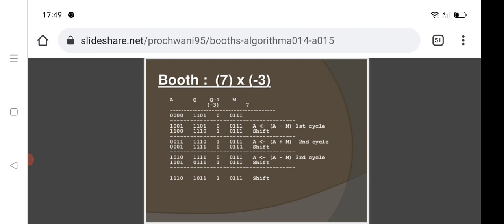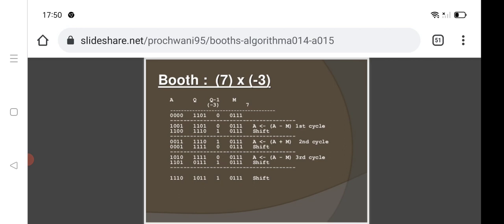Now let us come to the next example. I am performing the same thing. 7 threes are 21 only, but now I am doing 7 into minus 3. So the first step is to initialize my values. Your accumulator value will be initialized to 0. Your Q minus 1 value will be initialized to 0. M will be initialized to the multiplicand, which is 7. 7 is 0 1 1 1. And Q will be initialized with the multiplier, which is minus 3, a negative value.